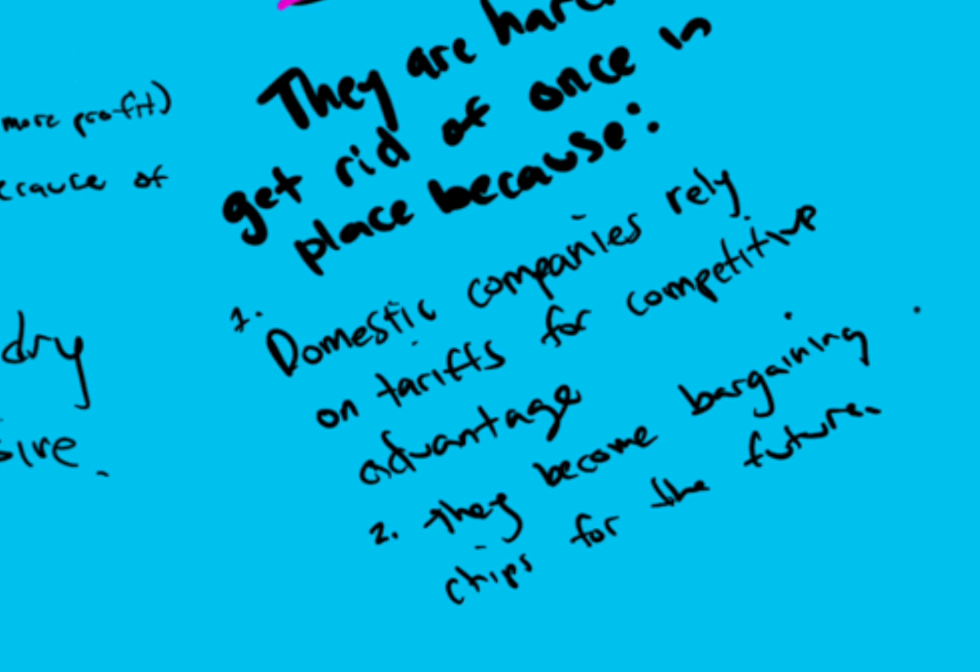Number two, when a tariff is placed on a country or a company, it means that we have a bargaining chip, right? Like a quid pro quo. It means that, hey, we'll remove your tariff, China or Germany, if you just give us more of whatever we need from you. Tariffs can become bargaining chips for the future.